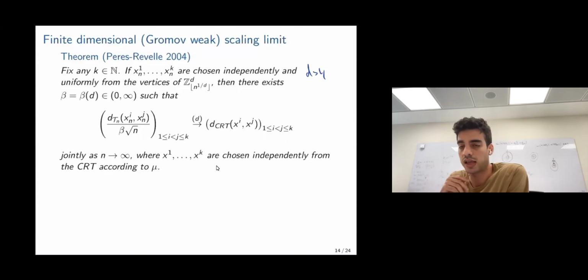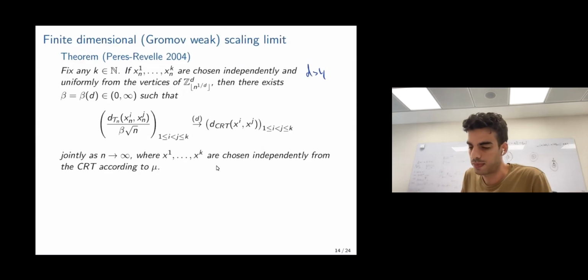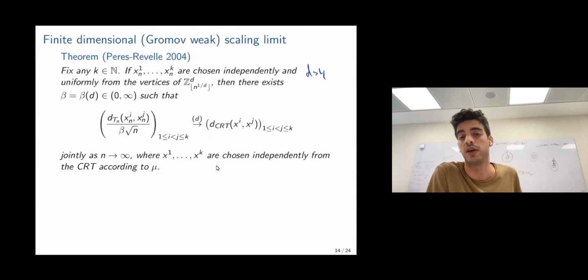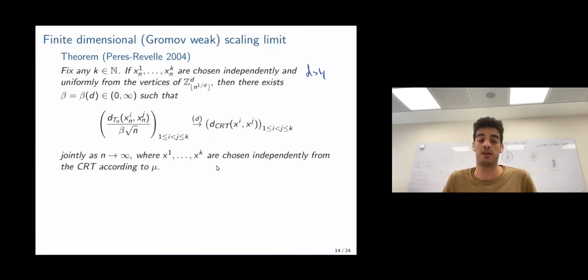Pick k vertices independently and uniformly from this torus, and you immediately get a random variable which contains the k choose 2 distances between them in the UST. What they said is that if you take this sequence of random variables and let n go to infinity, looking at the distribution of the distances between k points chosen uniformly from the torus, then this sequence converges to a random variable which is obtained from the CRT in just the same manner.